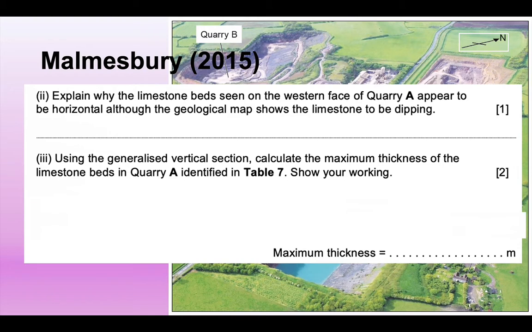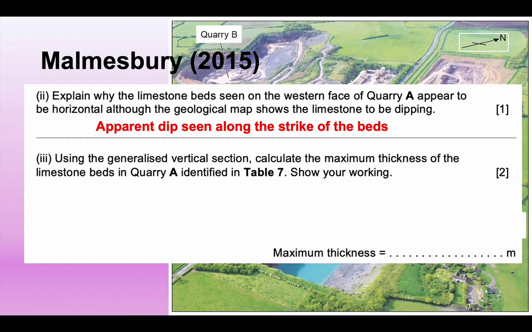If we look at the aerial photograph here, we can see that the limestone beds on the western face of quarry A look like they're horizontal. But the map clearly shows a 36 degree, a significant dip, in this quarry. Now the answer is, of course, that what we're seeing is an apparent dip. That quarry face roughly follows the strike of the beds. It's roughly north-south. So therefore, it really doesn't matter what the beds are dipping at, they're going to always seem horizontal, because what we're looking at is a strike cross-section.